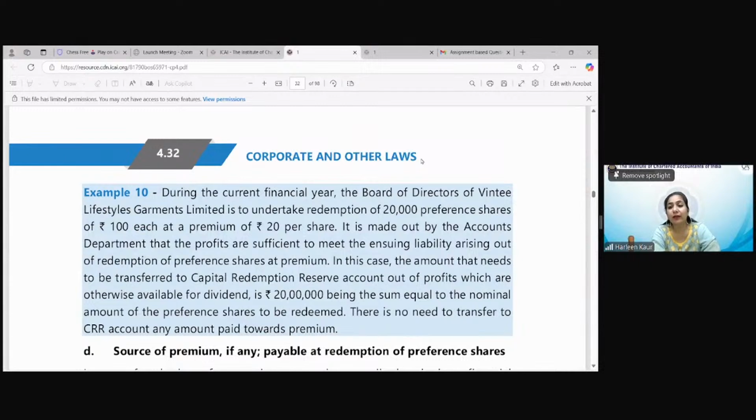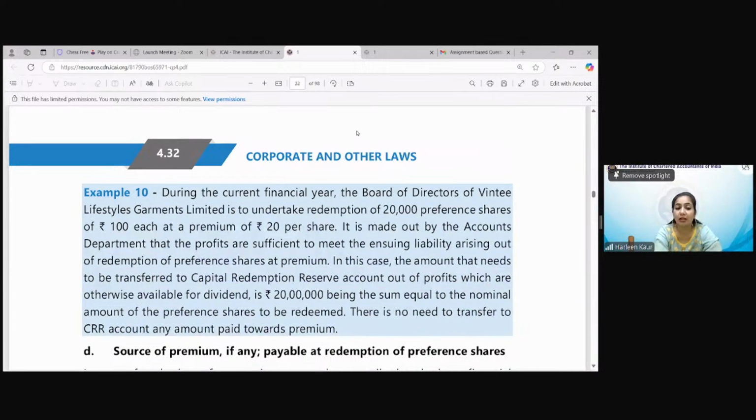During the current financial year, the Board of Directors is to undertake redemption of 20,000 preference shares of rupees 100 each at a premium of 20 rupees. It is made out by the accounts department that the profits are sufficient to meet the liability arising on the preference shares redemption. The amount that needs to be transferred to CRR out of the profits, which is otherwise available for dividend, is 20 lakh, being the sum equal to the nominal value.